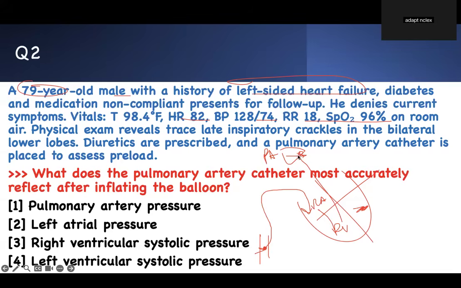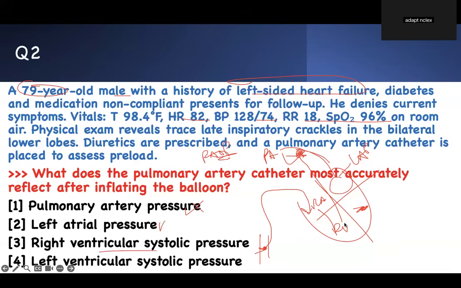When they are in the pulmonary artery, before they blow the balloon, the pressure you're going to get is the pulmonary artery pressure. When you blow the balloon, you are most likely occluding. So, pulmonary artery occlusion pressure. This is giving you the capillary pressure, which is the wedge pressure. What do you reflect when you occlude here? All the pressure is reflecting the left atrial pressure. So the left atrial pressure, this is what happens when you blow the balloon. Therefore, this is the right answer.